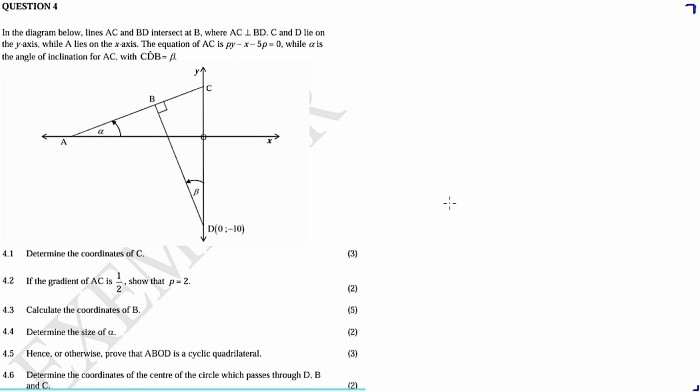Like on question 3 of this question paper, which I put a link to in the description box, we did not calculate any angles. Here, though, there are angles involved.